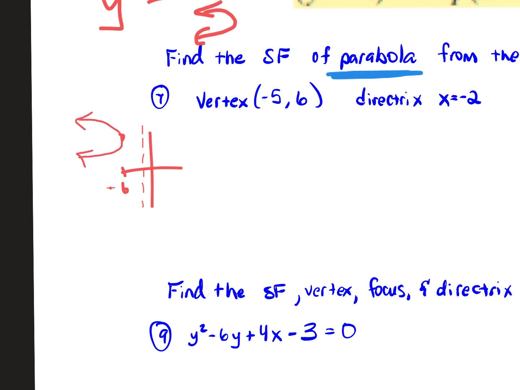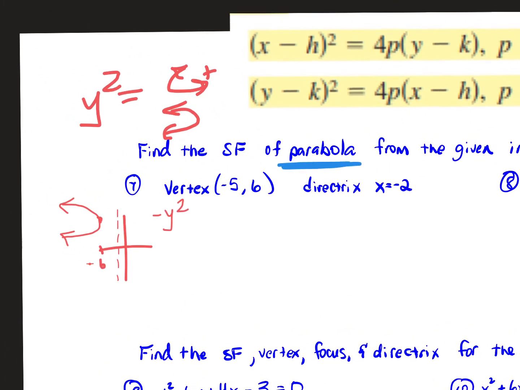It opens away from your directrix. So is this a positive or a negative? It's negative. And is it a y or an x? It's y. So this is a negative y squared parabola. All right, that's a good thing to just put in your memory so you guys can see where I need to look. I need the equation that starts with y squared.